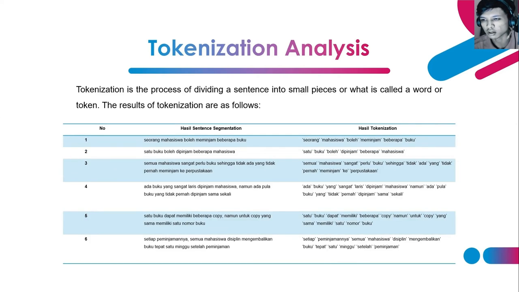The next is tokenization analysis. Tokenization is the process of dividing a sentence into small pieces, or what is called a word or token. The result of tokenization is as follows. From the table we can see the result of sentence segmentation, that sentence 1 is tokenized into words one by one. There is seorang, mahasiswa, boleh, meminjam, beberapa, and buku, and next is like that for the next sentences.